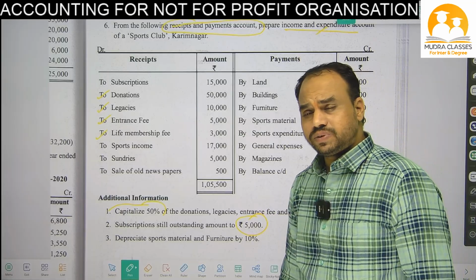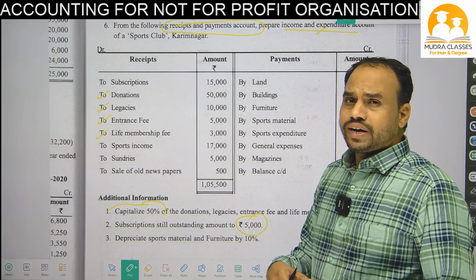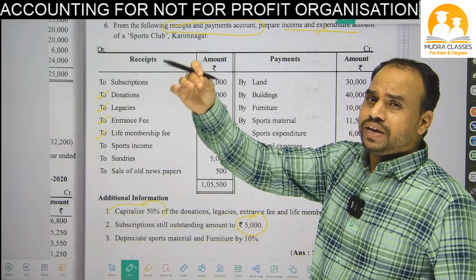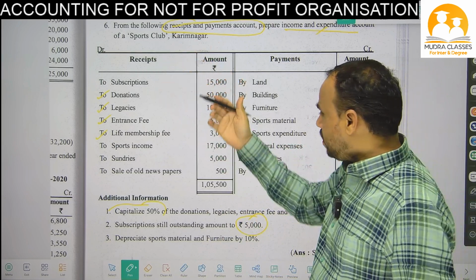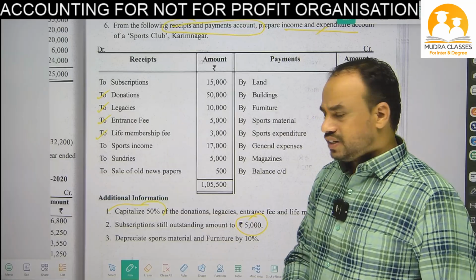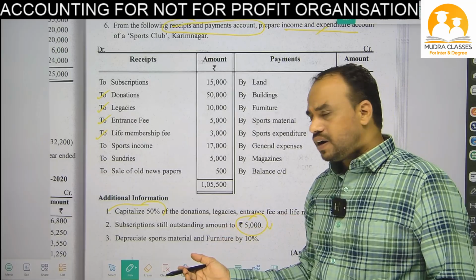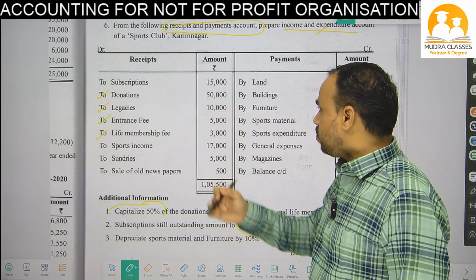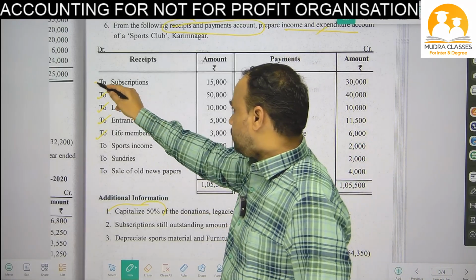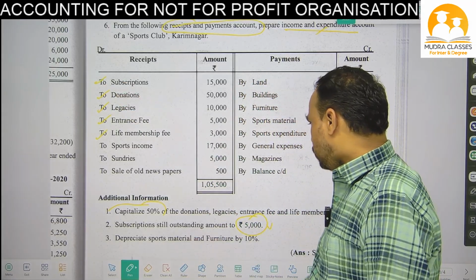What is the meaning of subscription? Members of the organization voluntarily pay every month to the organization. That is the main source of income to the organization. One person is liable to pay 5,000 but has not paid, that is regular income, so we have to add it to the subscription here. So tick the subscription. Next one: depreciate sports material.